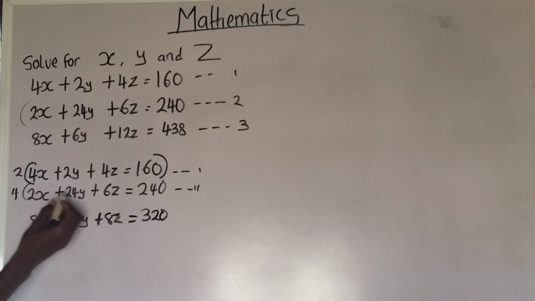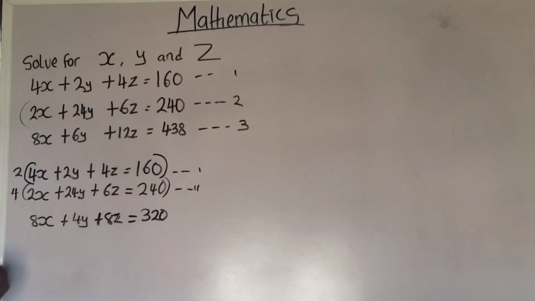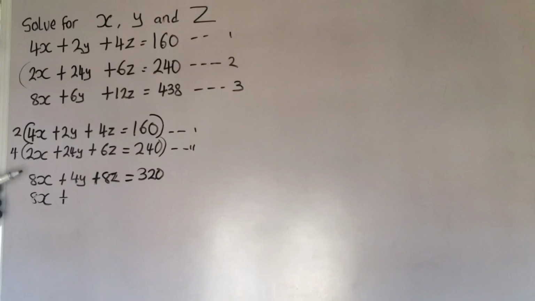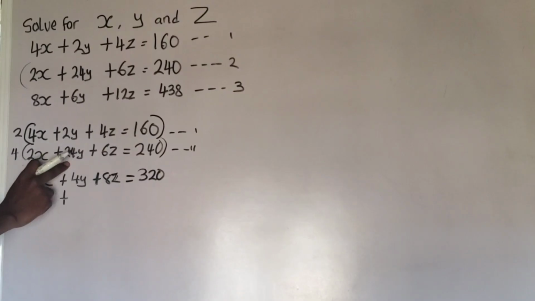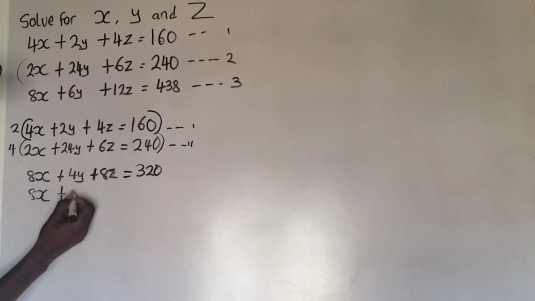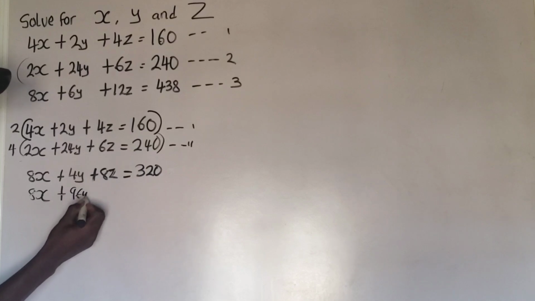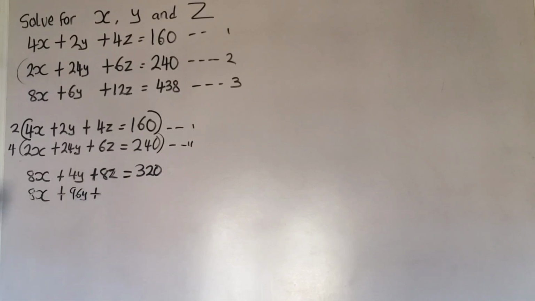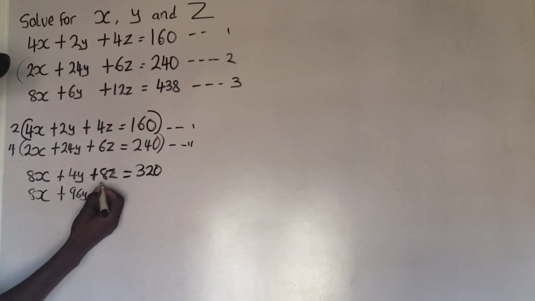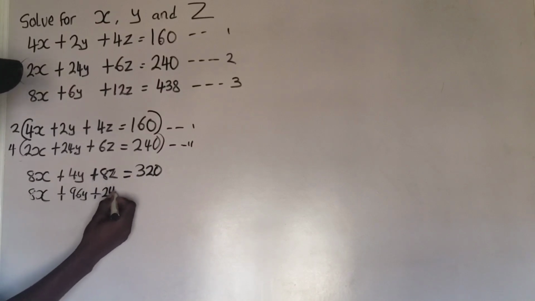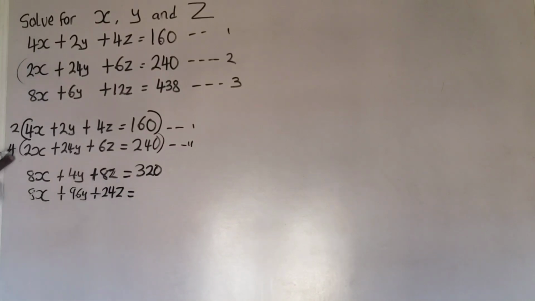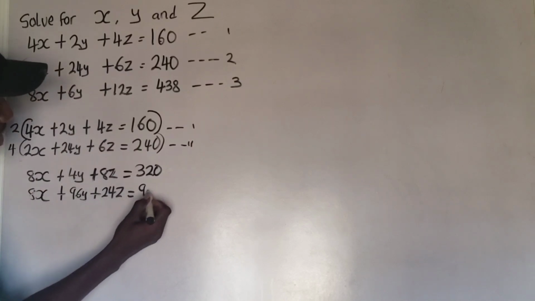So I'm going to multiply all of these by 4. 4 multiplied by 2x is 8x, plus 4 multiplied by 24y, that is 96y, plus 4 multiplied by 6z, that is 24z, equals 4 multiplied by 240, that is 960.